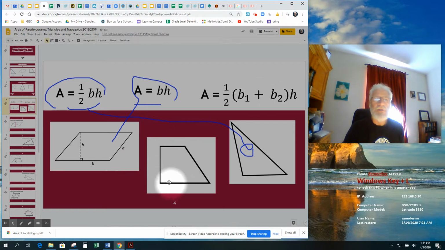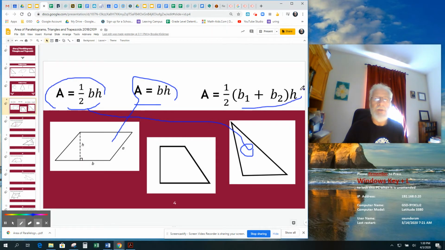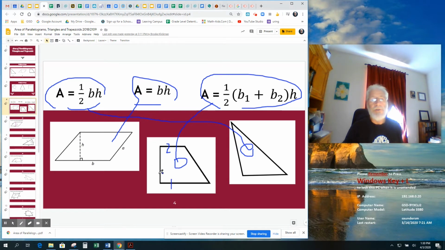And so this is our trapezoid right here. So this formula goes with this guy right here. And the bottom is going to be base 1, and the top is going to be base 2. That's the way I always do it. You can switch them. It doesn't matter, 1 and 2.